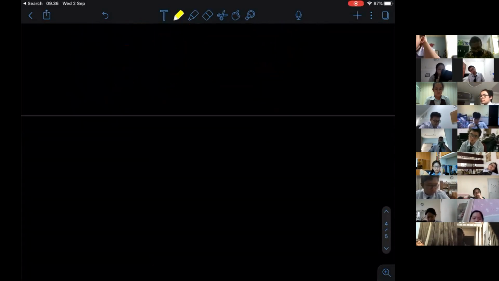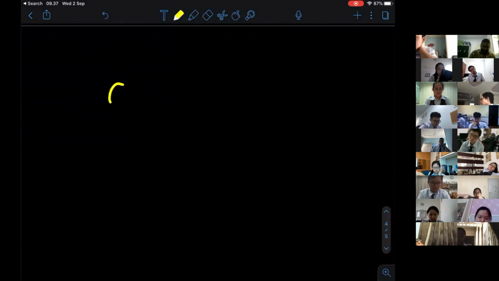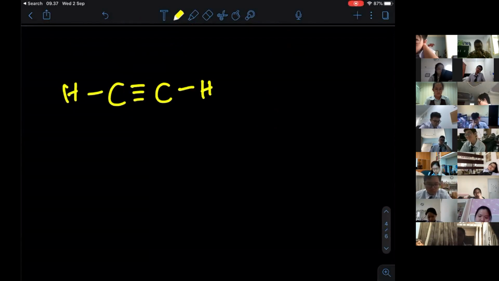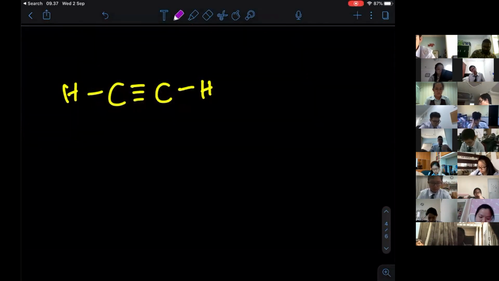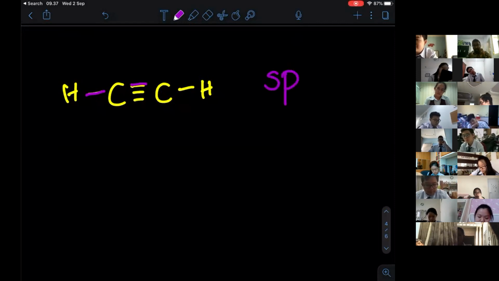Okay, so let's go for another example. C triple bond C, with H and H. How do we identify the type of hybridization? Again, look at this one bond and another bond. They are bonded to 2, so we need 2 orbitals. Therefore we need sp hybridization. Why sp? One s and one p.